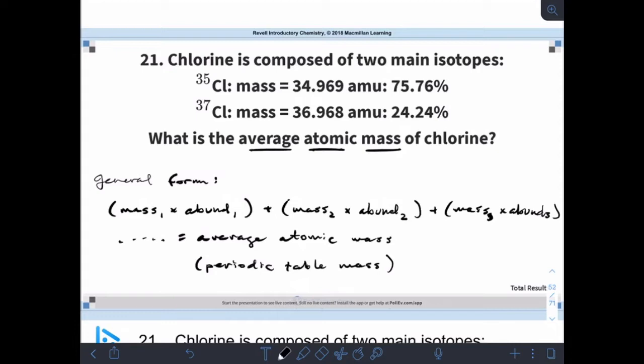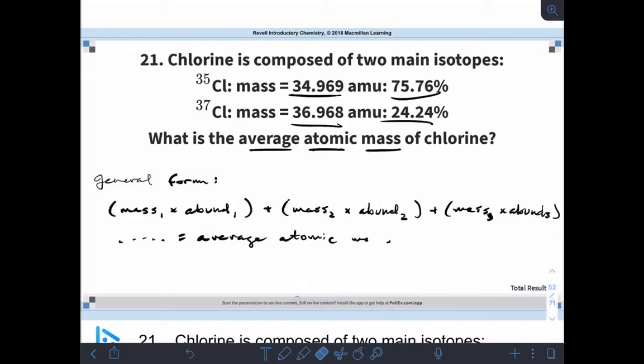You have to show your work, because we also might put you in a situation where we'll give you the average atomic mass and you have to figure out one of the other numbers, for one of the other isotopes. So mass times abundance plus mass times abundance for however many isotopes you have.